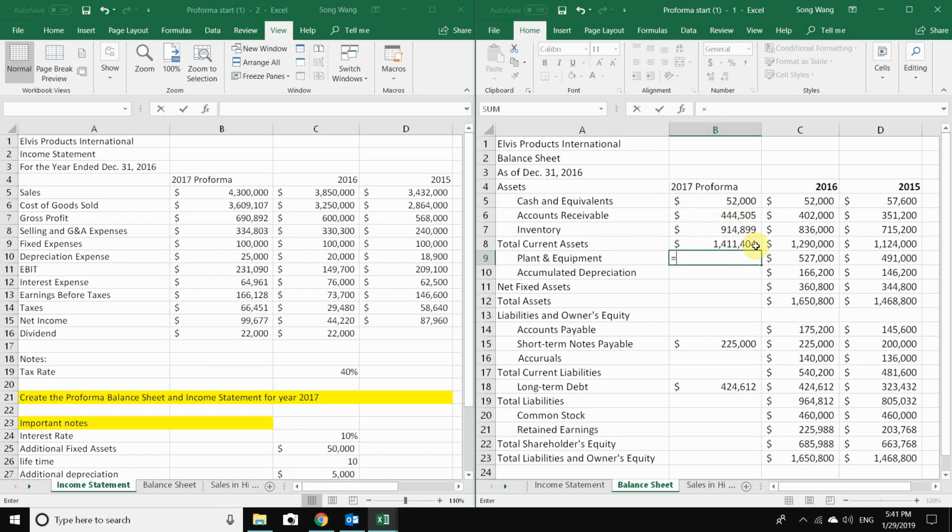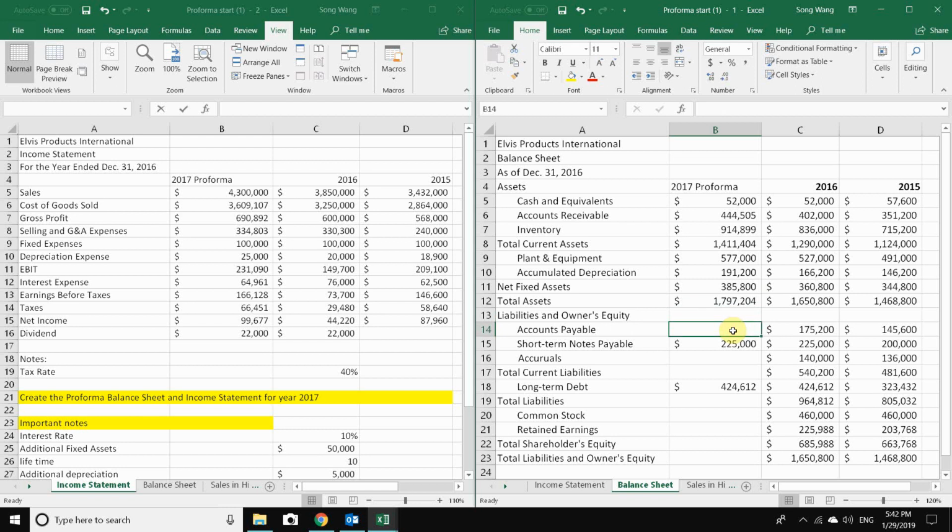Plant and equipment is whatever you had before plus the new year's addition. Accumulated depreciation basically is your depreciation last year plus the depreciation expense this year. My net fixed assets is this total plant and equipment minus accumulated depreciation. Total assets will be equal to total current plus net fixed. So this is accounting, I just go through this very fast.